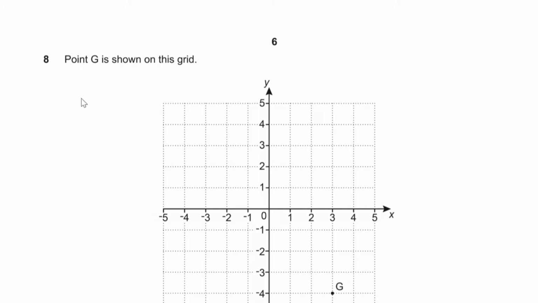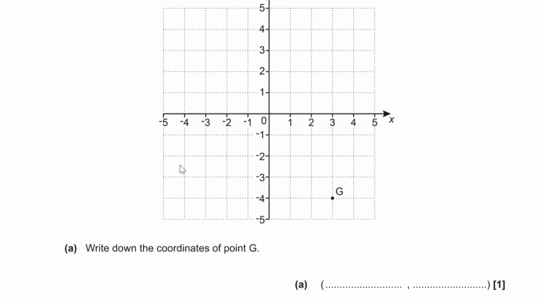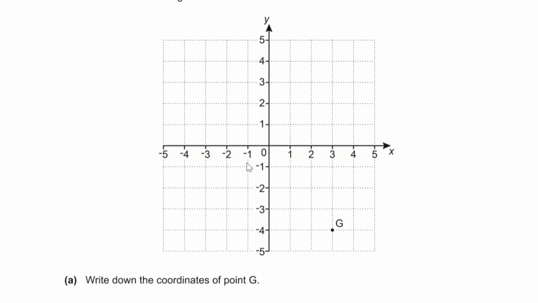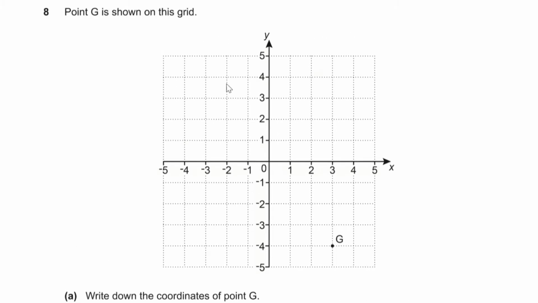Question number 8. Point G is shown on this grid. For part A, we have to write down the coordinates of point G. We go 3 across, 4 down. So the coordinates of G will be (3, -4). For part B of the question, we have to plot the point H on the grid at (-2, 4). We have (-2, 4) over here. We would label this point H.